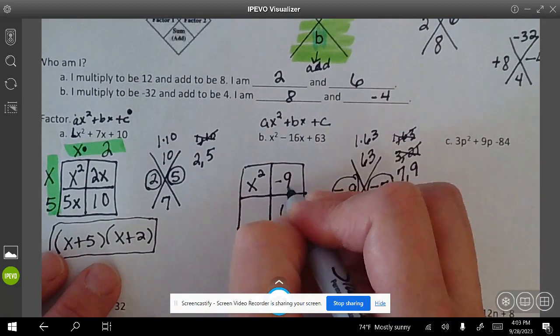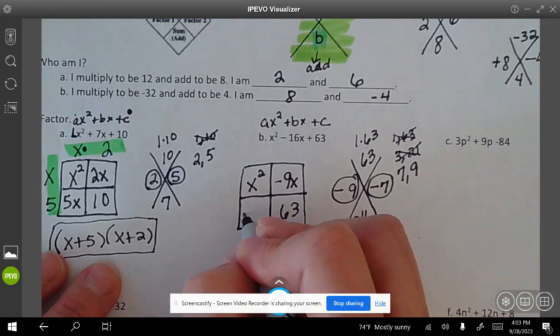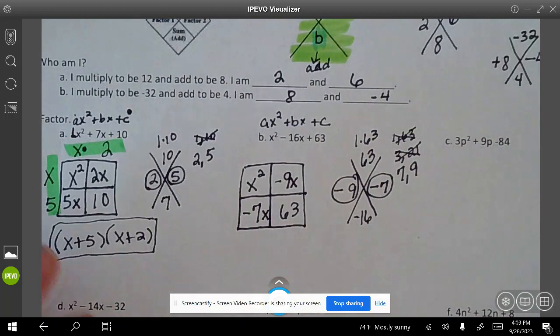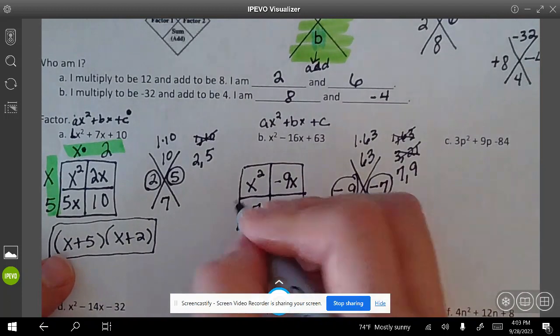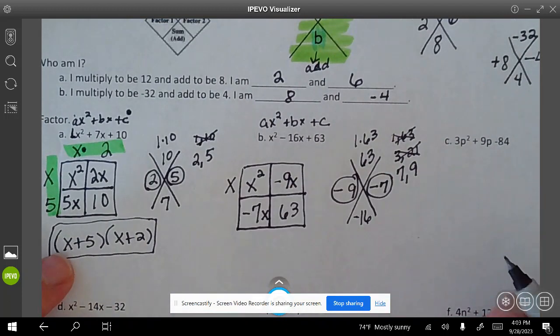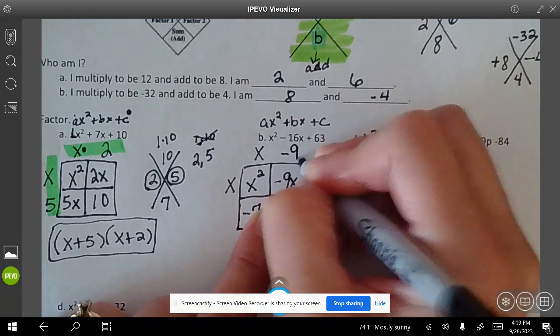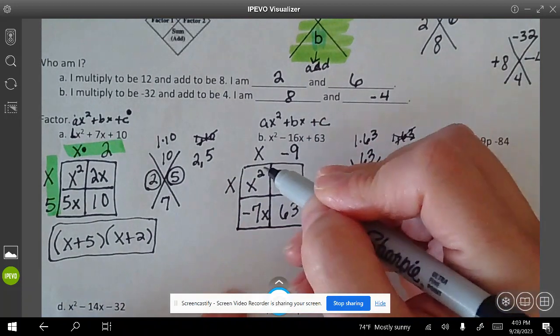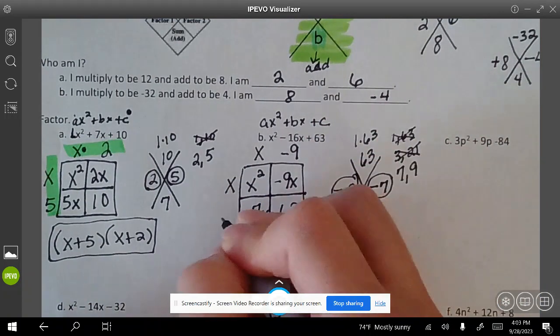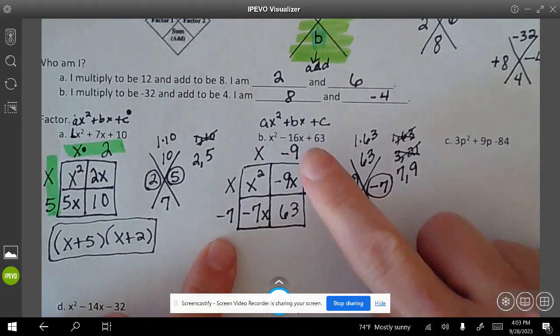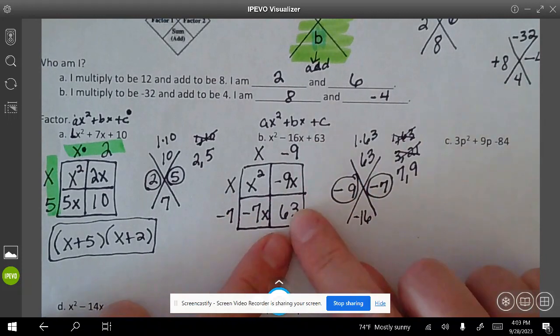Again, it does not matter which one you put where. Negative 9x, negative 7x. Okay, now we go back to greatest common factor. What's the greatest common factor across the top? X. What do I multiply by x to get x squared? X. What do I multiply by x to get negative 9x? Negative 9. What do I multiply by x to get negative 7x? Negative 7. And negative 7 times negative 9 is a positive 63.